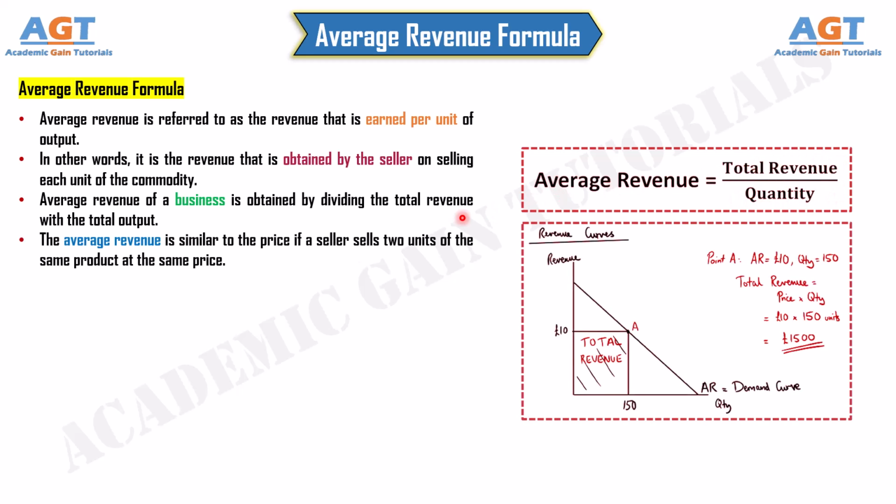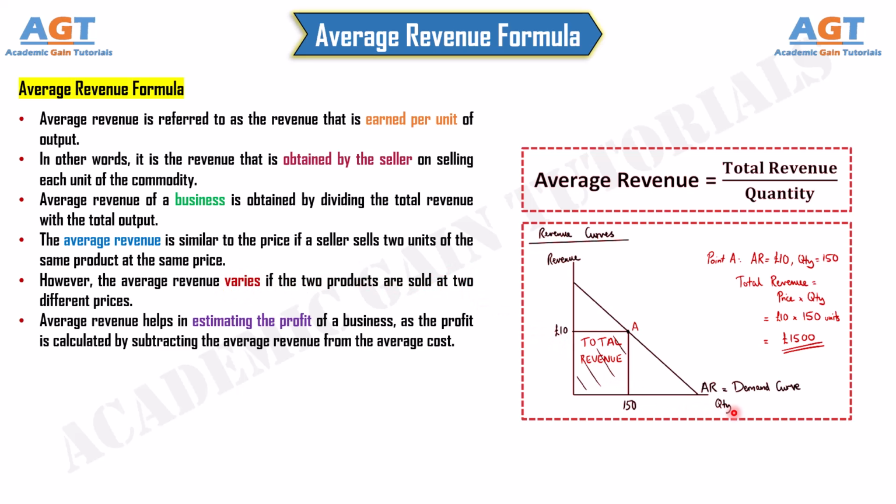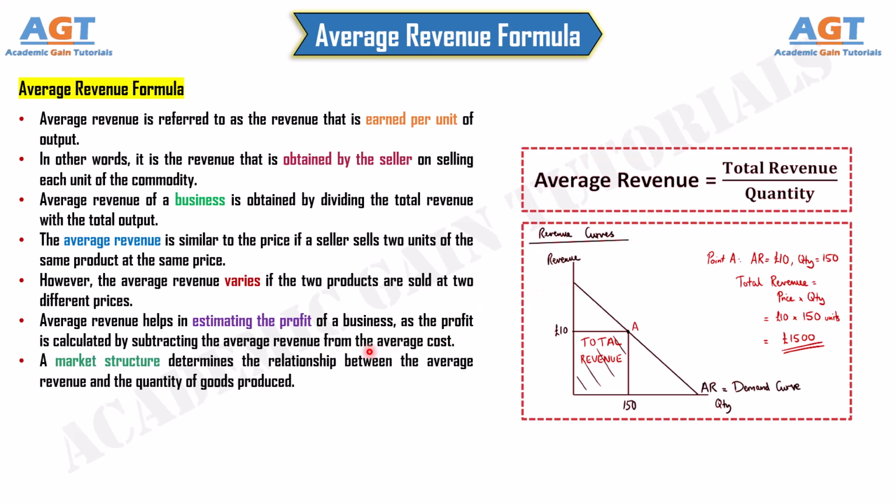The average revenue is similar to the price if a seller sells 2 units of the same product at the same price. However, the average revenue varies if the 2 products are sold at 2 different prices. Average revenue helps in estimating the profit of a business, as the profit is calculated by subtracting the average cost from the average revenue. A market structure determines the relationship between the average revenue and the quantity of goods produced.